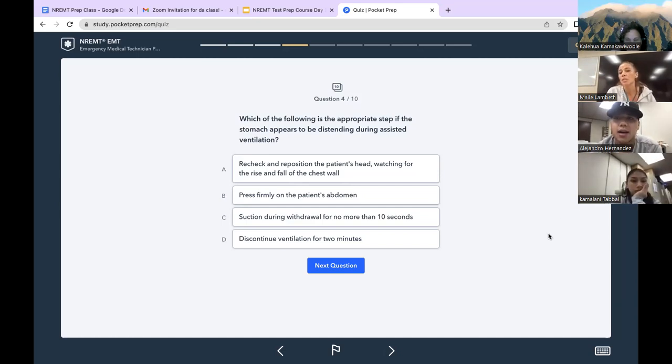We would rule out suction during withdrawal for no more than 10 seconds because it is not telling us that there's stuff in the airway. It's not talking anything about suctioning, right? So that would be us adding information in that's not there. Okay. Discontinue ventilation for 2 minutes. Do we ever do that? So that one too would be automatically out. Okay, good, guys.